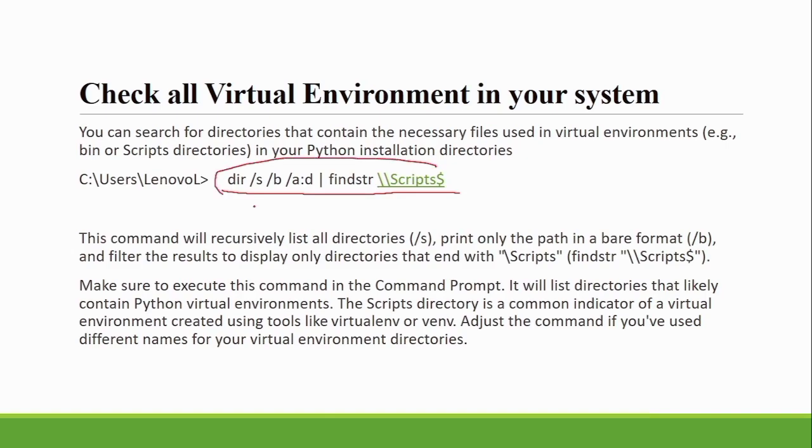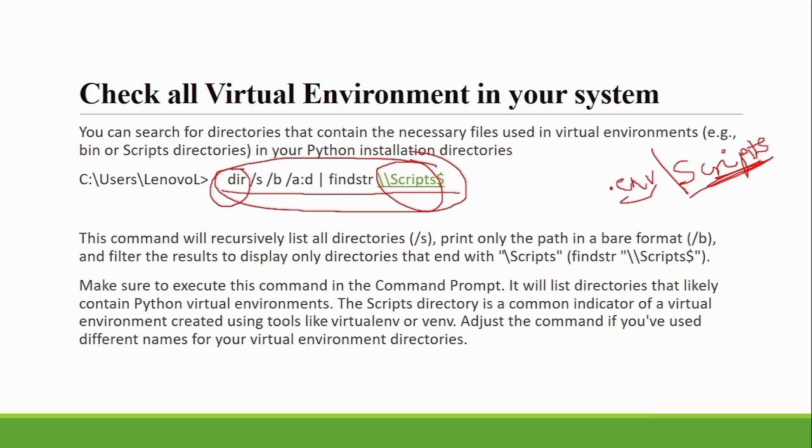This particular command is looking for all the folders that have scripts in them. Do you remember, to activate the virtual environment, we write the name of the virtual environment, whatever you have given, and then scripts. So all the virtual environments will have the folder scripts. So we are trying to look for the folders which have scripts. Wherever you have the scripts folder, definitely you will be having the virtual environment. This is related to the Windows system I am talking about. Okay? According to the system, it will change.